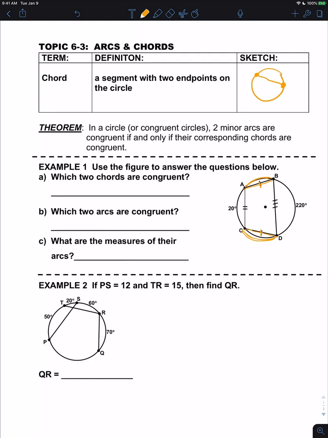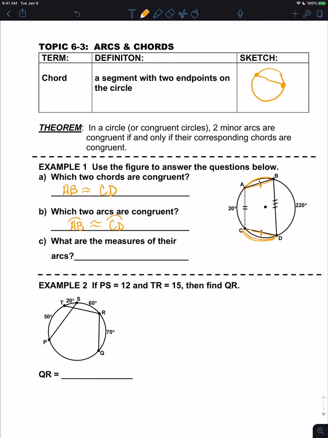So our first question in the example asks which two chords are congruent. Well, we know AB is going to be congruent to CD. Which two arcs are congruent? Well, they're the same ones, but we just put an arc over them. Arc AB is congruent to arc CD. So what are the measures of those arcs?